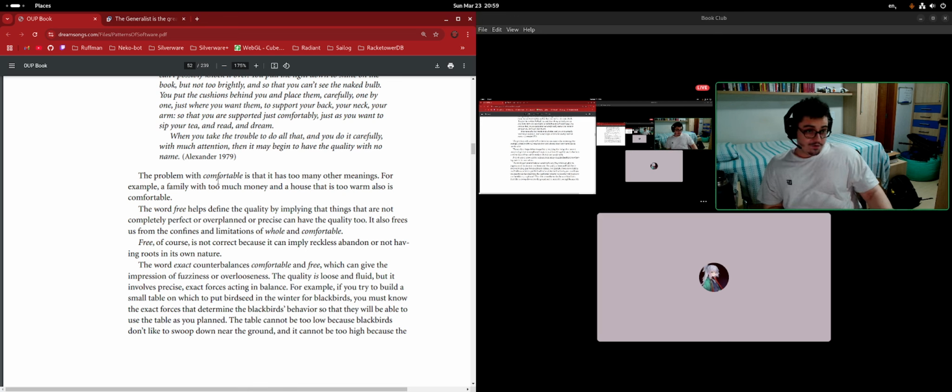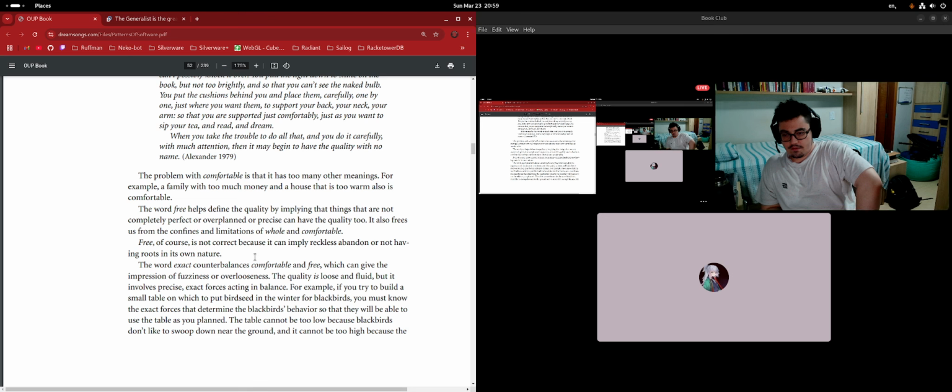The problem is that comfortable is also vague. It has many other meanings. So, for example, a family with too much money in a house that is too warm is also comfortable. Now, the word free helps define the quality by implying that things are not completely perfect or overplanned or precise.